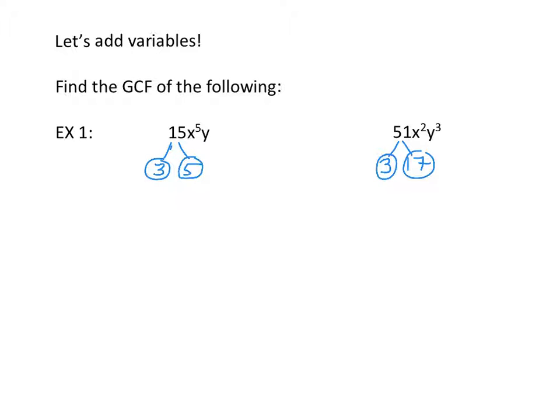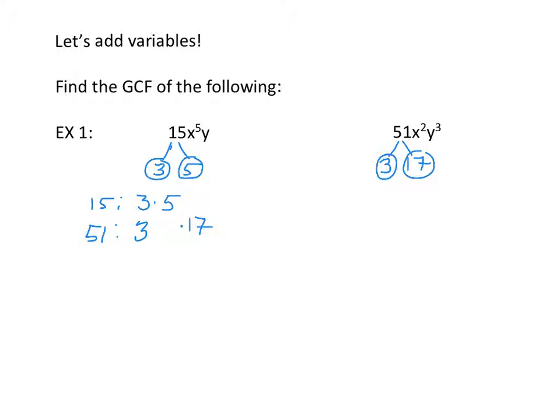So we are going to list out 15. Its primes are 3 and 5. And we're going to list out 51, and its primes are 3 and 17. So I can line up the 3 with the 15's 3, but the 17 cannot line up with a 5, so we have to give 17 its own column. Then let's talk about the variables.